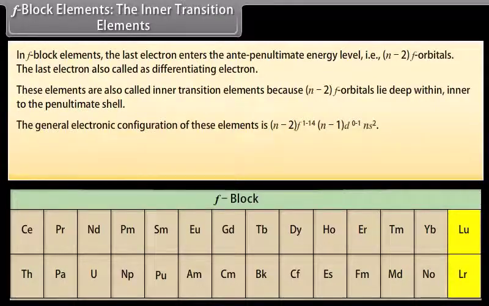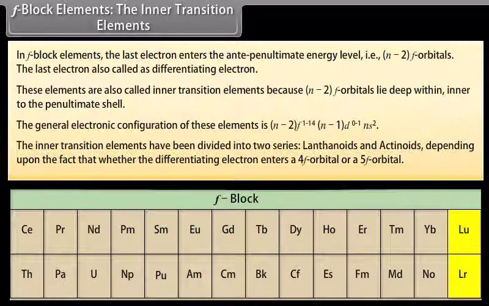The general electronic configuration of these elements is (n-2)f1 to 14, (n-1)d0 to 1, ns2. The inner transition elements have been divided into two series, lanthanoids and actinoids, depending upon whether the differentiating electron enters a 4f orbital or a 5f orbital.